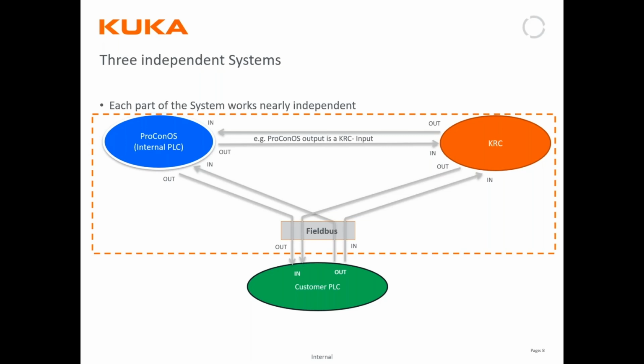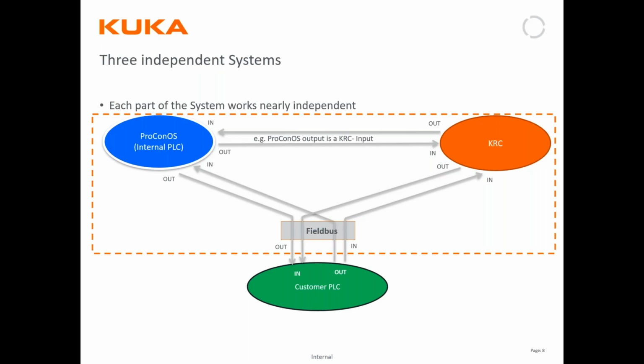The three independent systems: the integration of Proconos, the KUKA robot controller, and the customer PLC. This is an overview of how the internal Proconos soft PLC, the KRC, and an external customer PLC collaborate via fieldbus communication to achieve seamless data exchange and control in any industrial application.